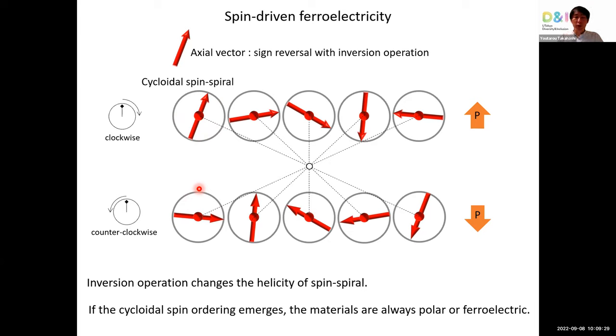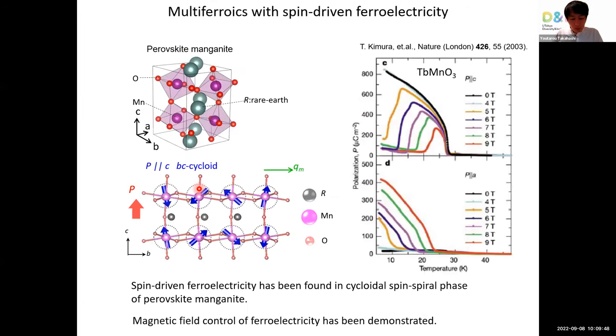This cycloidal spin structure always belongs to the polar symmetry. So if the material has this cycloidal spin structure, the material has a polarity, or ferroelectricity. Okay, so the spin-driven ferroelectricity has been found in the perovskite manganite.